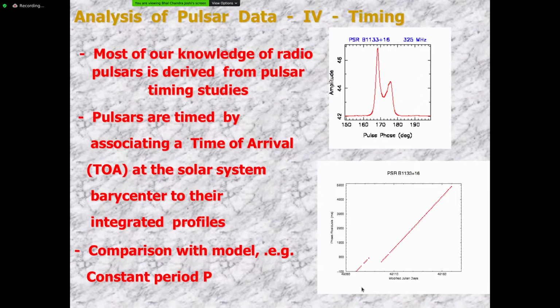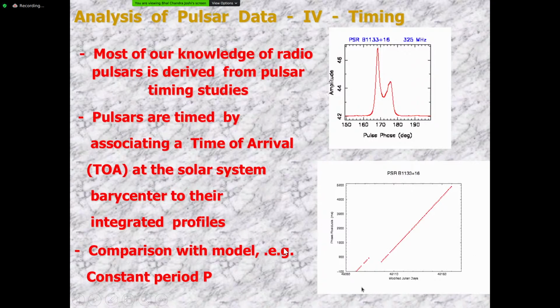So for example, if the frequency of rotation of the star which you have assumed is smaller than the actual frequency of rotation of the star, then you will see that your phase residual will monotonically increase, like in this particular plot. Okay, and how much it increases as a function of day will tell you what is the correction which you have to apply to get the actual frequency of rotation.